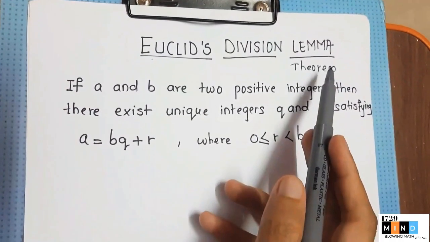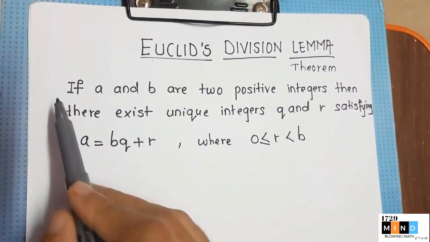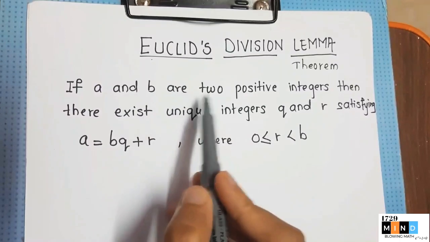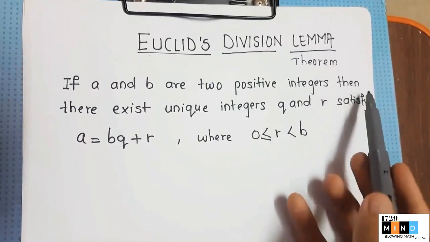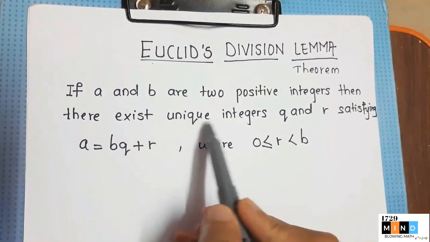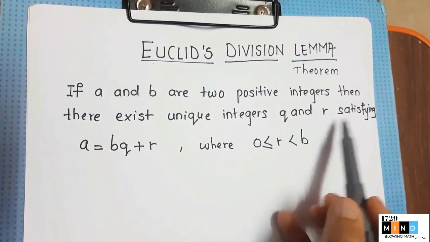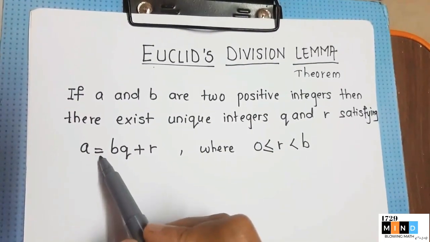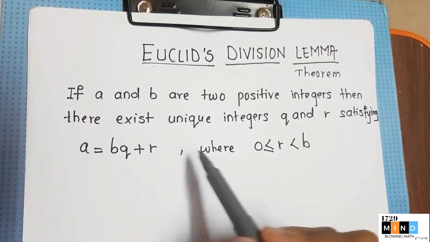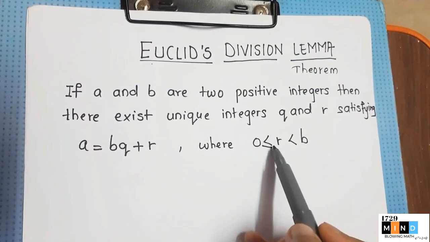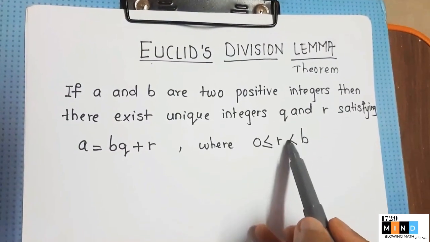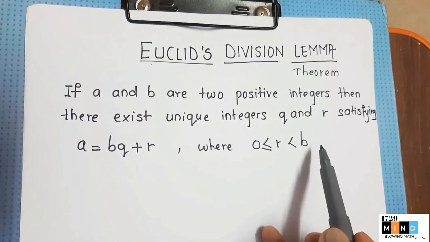Euclid's division lemma. Lemma means theorem. If a and b are two positive integers, then there exist unique integers q and r satisfying a equals bq plus r, where 0 is less than or equal to r and r is less than b.